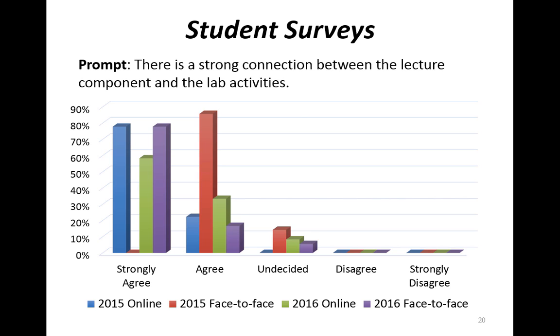But if you look at 2015, the online is more positive than face-to-face. Here, the majority strongly agree. Here, it's only agree, okay? On the other hand, for 2016, the difference is much less. So again, remembering that for 2015, the instructors were different. For 2016, the instructors were the same, okay?